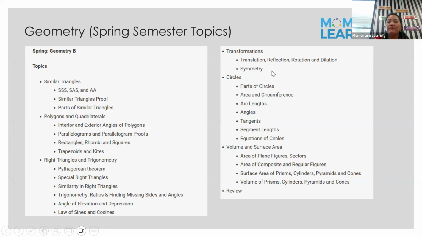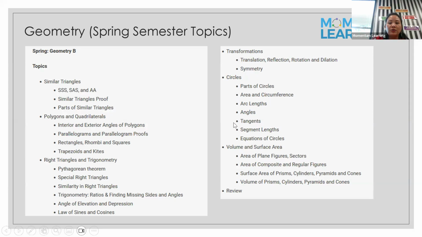And then we're going to dig deeper into the transformation related to translation, reflection, rotation, and dilation. What happens if this transformation does not happen at the origin, but at a certain point? So that's what we're looking at in the geometry concept regarding transformation.